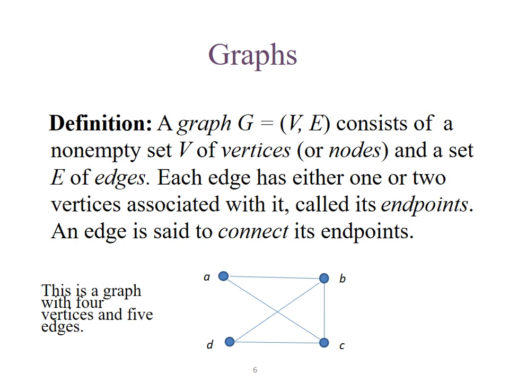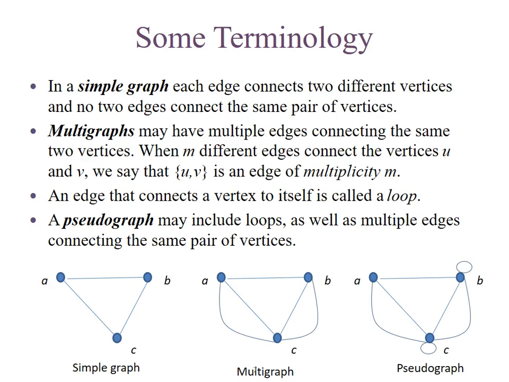Next, let's see edges. An edge can connect one or two vertices. In this case, we can see this edge connecting A and B, but in later text, we will see we may have an edge connecting just one vertex. The vertices associated with an edge we call endpoints, and an edge is meant to connect its endpoints.